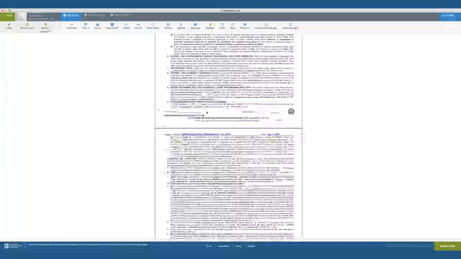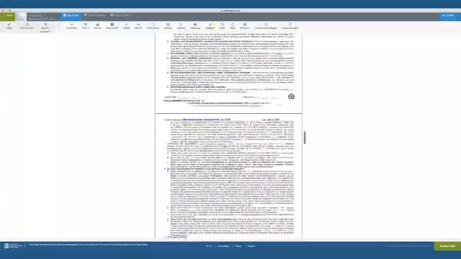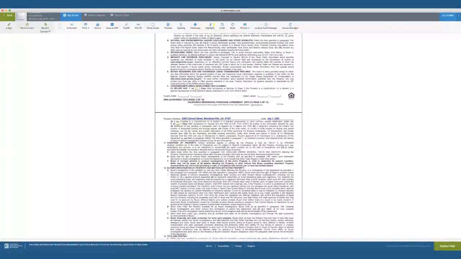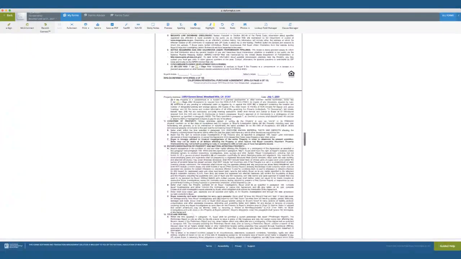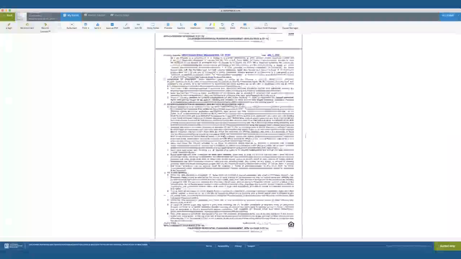The seller has 7 days to reveal that. Sometimes it's not always known. There may be single family houses that are under a planned urban development. And so it requires to disclose that there are CC&Rs and whatnot in place.